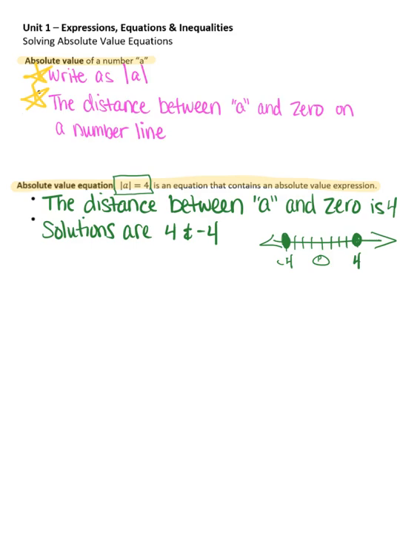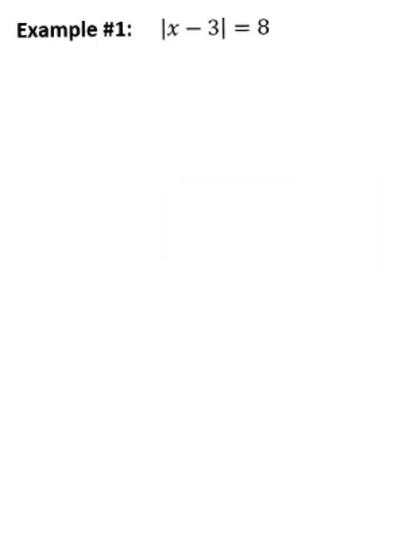So I'm going to challenge you to keep thinking about that idea that we can have two solutions based on the fact that we could be to the left of 0 or to the right of 0. So let's jump in and take a look at some examples. So example 1 says the absolute value of x minus 3 equals 8. And that 8 is telling me that we are 8 spaces away from 0.